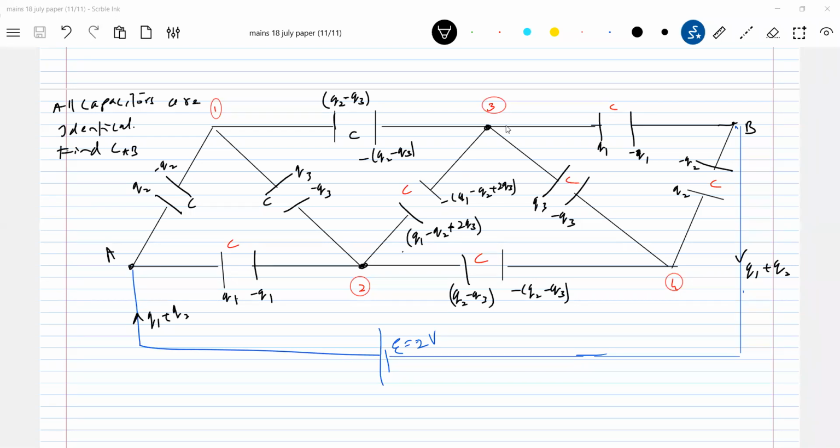So the equations will be, 3 unknowns are there, no? So all are having the same capacitance. So let's write the equation. Minus Q2 by C minus Q3 by C minus Q1 by C. There's one equation. So from this, we'll get Q1 equal to Q2 plus Q3. Yeah, Q1 equal to Q2 plus Q3.